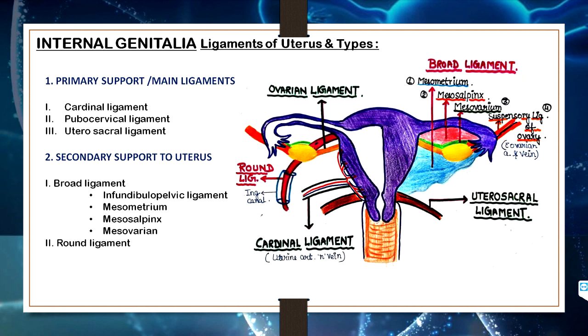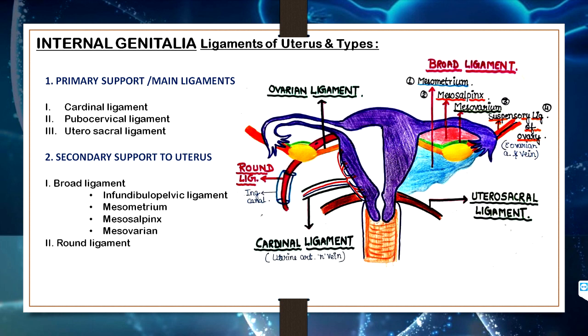Secondary support in this, first we will discuss broad ligament. So broad ligament generally are of four types: infundibulopelvic ligament, mesometrium, mesosalpinx, and meso-ovarian. Now broad ligament, first, as you can see in the diagram, it is very clearly drawn.